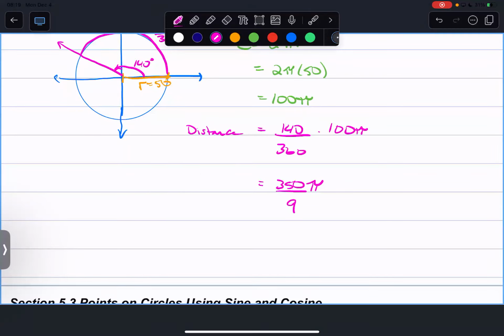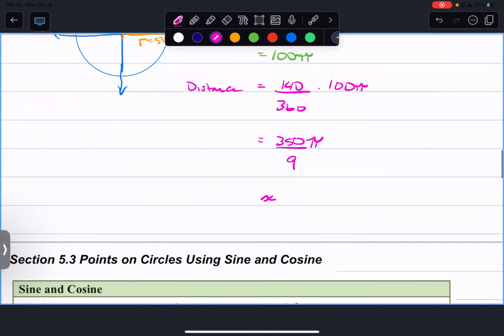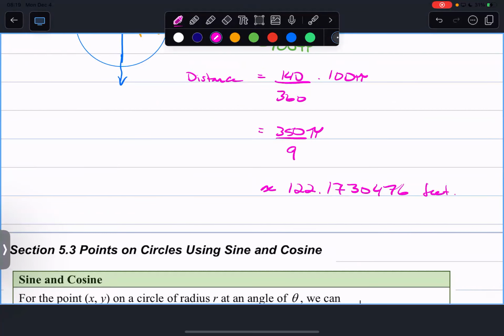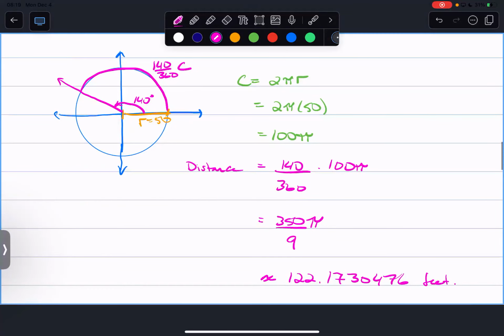350 pi divided by 9. What's the distance? Roughly 122.1730476 feet. Roughly. You can leave it exact if you want. Nice. Mostly because our calculators just do it anyways.